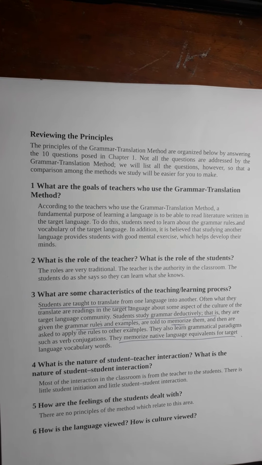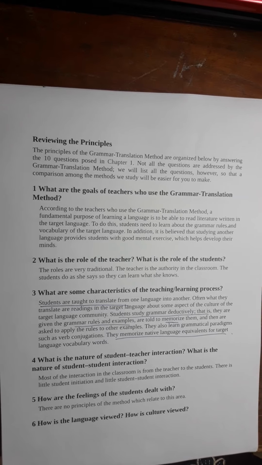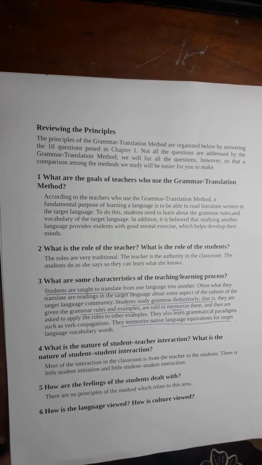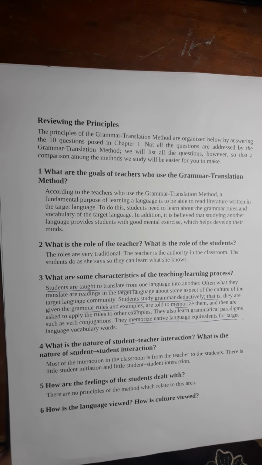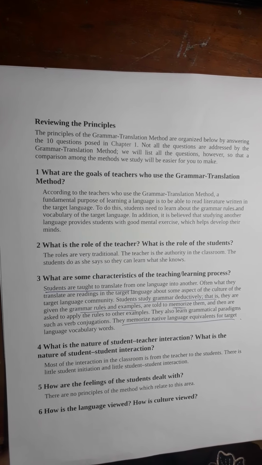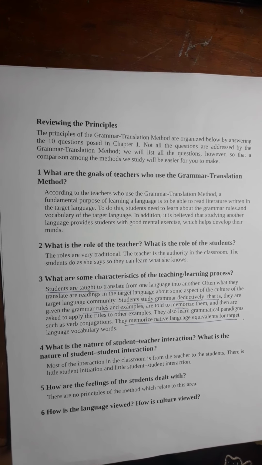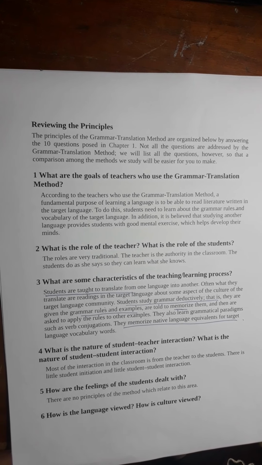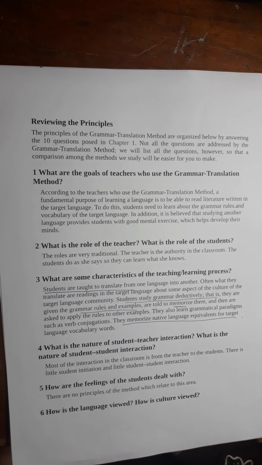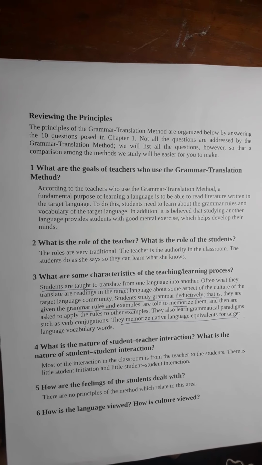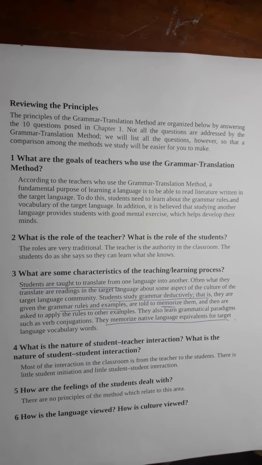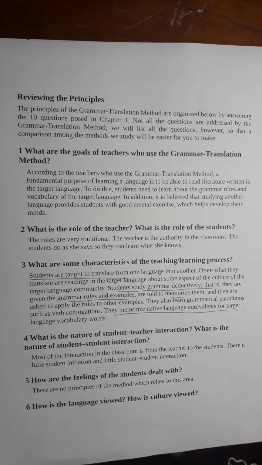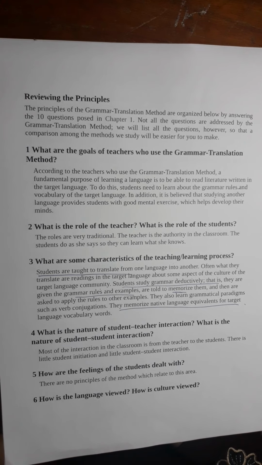Number 2, what is the role of the teacher and what is the role of the students? The teacher's role is related to the student's role. We talked about this previously. The grammar translation method is a teacher-centered approach in which the teacher controls everything. The teacher is the authority inside the classroom. That's why the students do what the teacher says passively, and they only follow the teacher's instructions.